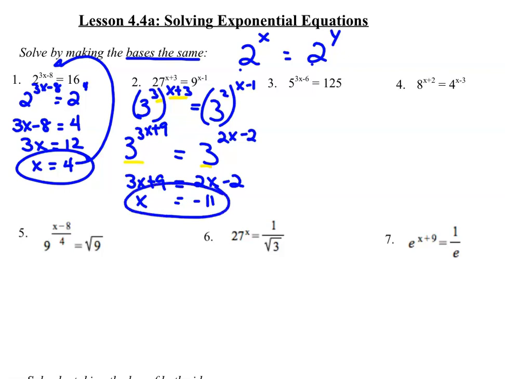All right, for example 3, we have 5 to the 3x minus 6 equaling 125. We can think of 125 as 5 to the 3rd power. So now we can set our powers equal since our bases match. So 3x minus 6 has to equal 3. Adding 6, we've got 3x equaling 9, so x must be 3.